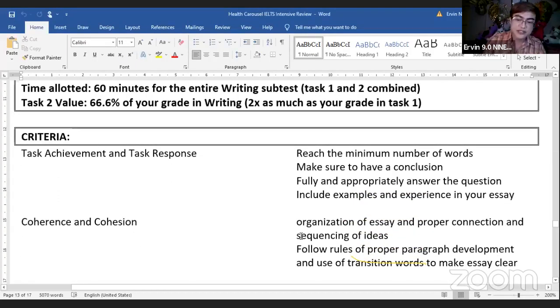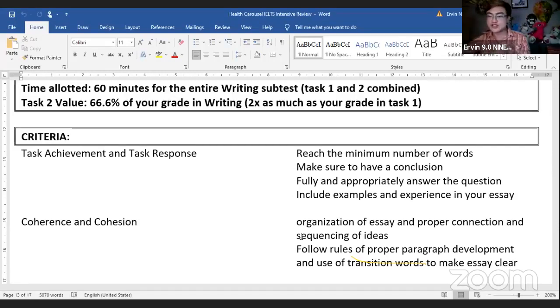Okay, here's criterion number 2, coherence and cohesion. I'll give you time to screenshot or take note before we explain criterion number 2, coherence and cohesion. So, this criterion assesses the organization, the flow of your essay. So, when we say organization, please be advised that IELTS examiners do not necessarily expect that you're going to write in bullet points. You have to write in complete sentences and organized paragraphs.